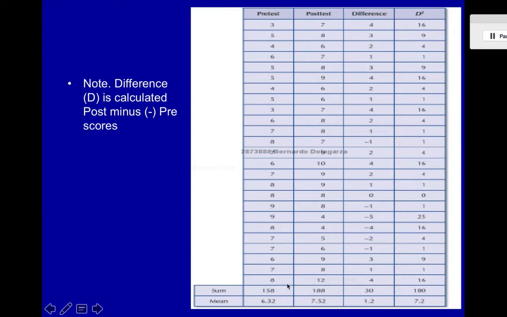So here what I've done for you is I've provided you with two columns. Our first column is all our pre-test. Our post-test has its own separate column. We have a difference column, and then we also have a d-squared column.